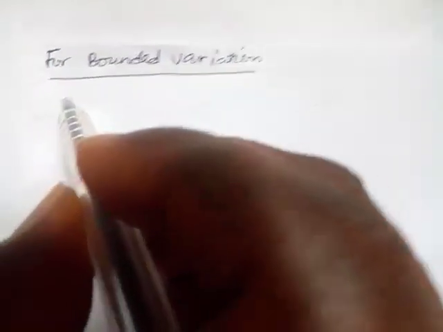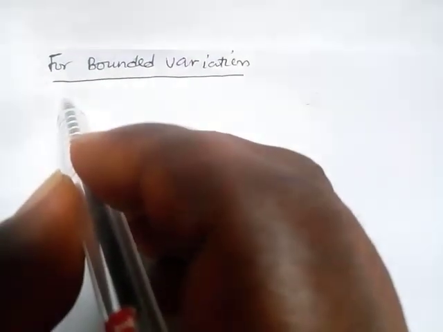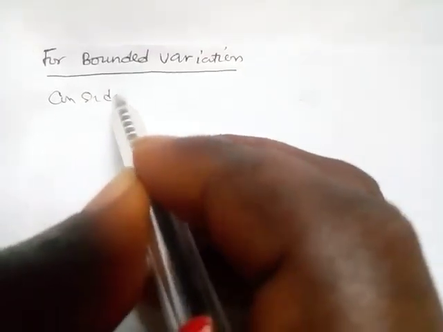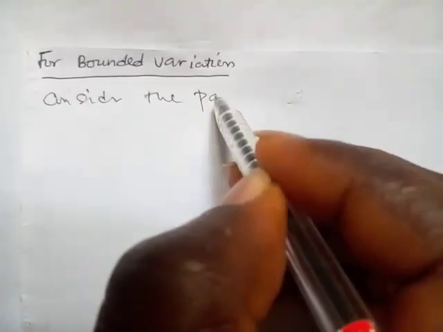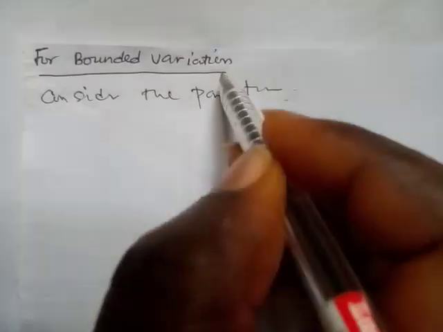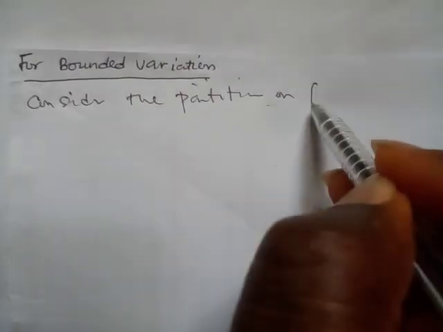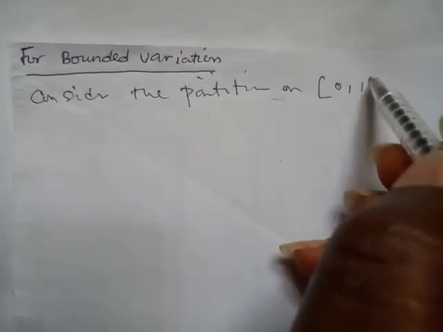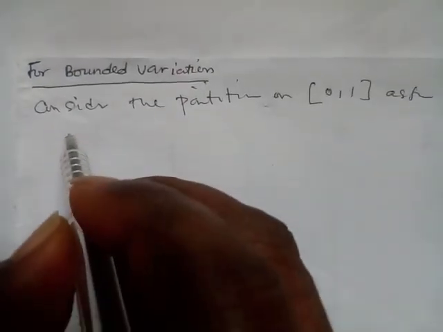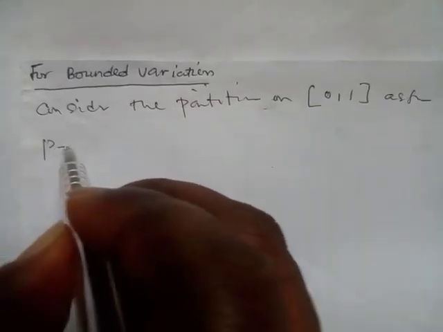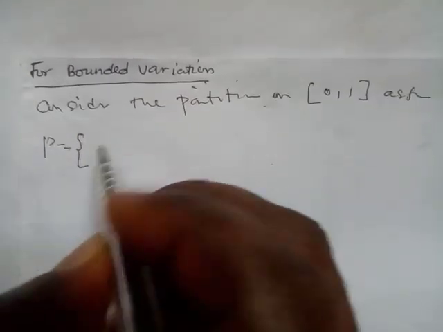So for bounded variation, we need to consider a partition. Let's consider this partition. Let's consider a partition of [0, 1] as follows. Now, what are we considering? What will be the partition? So the partition of this one is special.